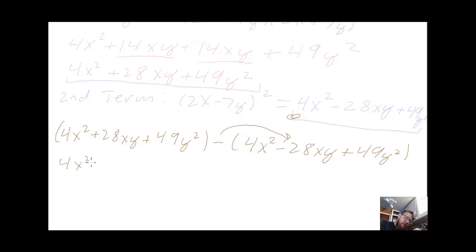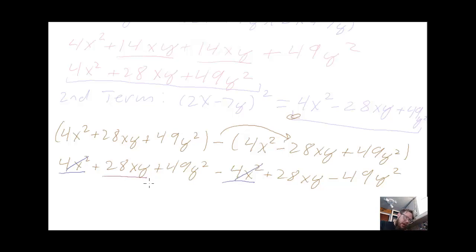So we'll end up with 4x squared plus 28xy plus 49y squared minus 4x squared plus 28xy and minus 49y squared. Right? So now we're going to combine all the terms, and we're going to look for all of our x squareds first. So I have 4x squared minus 4x squared. Right? So that's going to cancel.